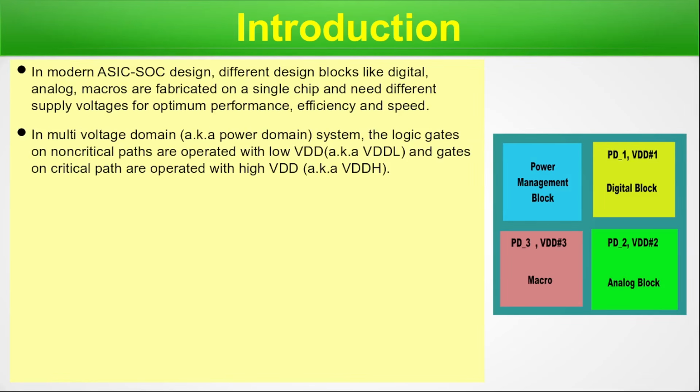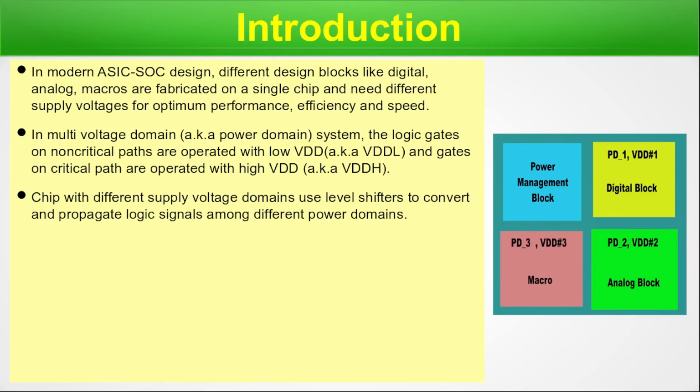In a multi-voltage domain, also known as power domain system, the logic gates on non-critical paths are operated with low VDD, also known as VDDL, and gates on critical paths are operated with high VDD, also known as VDDH. Chips with different supply voltage domains use level shifters to convert and propagate logic signals among different power domains. So in the right hand side picture, you can see there are already several power domains. If these power domains have to communicate among them, they might have to use level shifters for the conversion of the logic levels.